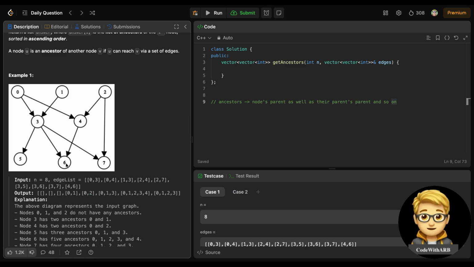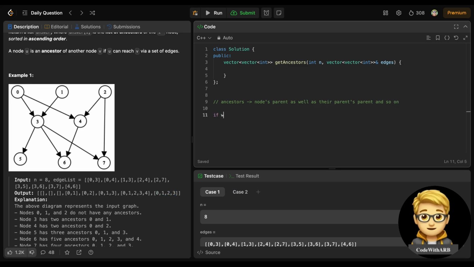Same for 6. 6's parents are 3 and 4. 3's parents are 0 and 1, and 4's parent is 2, right? So 0 1 2 3 4 should all be ancestors of 6. That is the answer here. Again for 7, same thing. 3 and 2 will be the parents of 7, and 3's parents are also 0 and 1. So 0 1 2 3 are all the ancestors of 7, right?